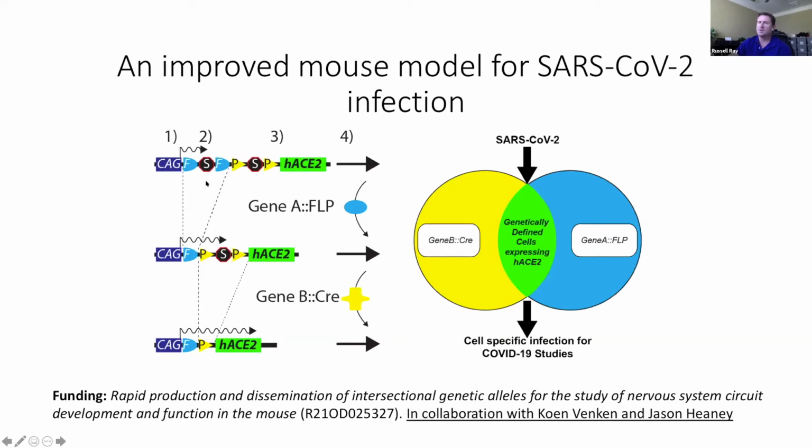In any case, when a cell sequentially, it doesn't have to be concurrent, expresses FLIP and CRE, you'll remove both stop cassettes to allow for the expression of human ACE2 cDNA, thus directing upon inoculation or exposure the virus to infect your cells of choice. So that's seen here schematically, where only cells that have expressed one gene and then the other in the same cell will express ACE2 and be susceptible to infection in the mouse.